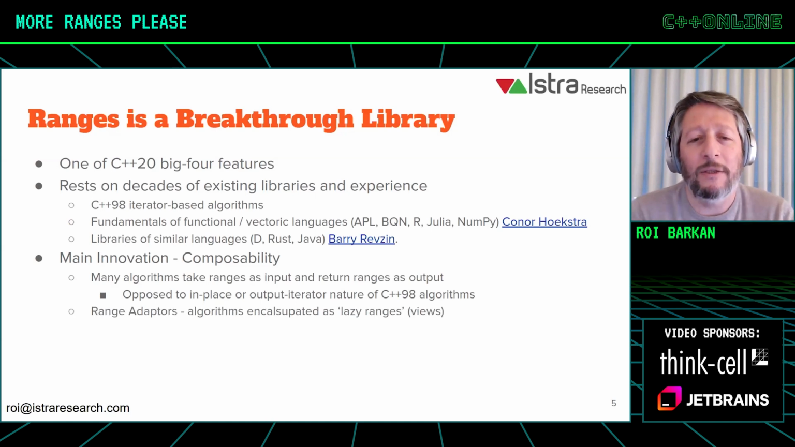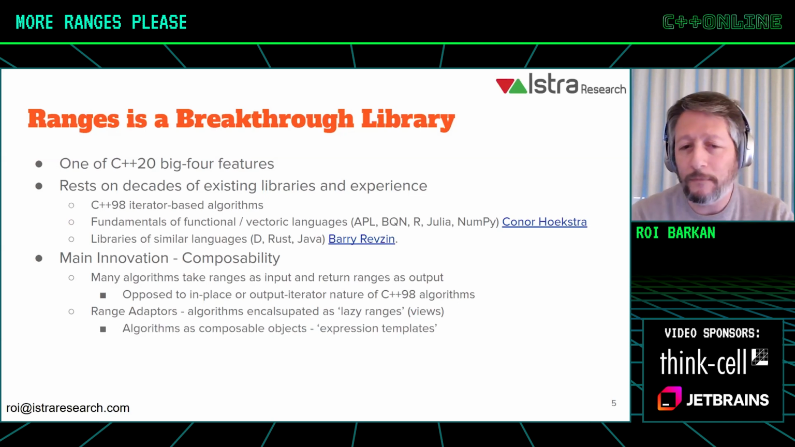The second term, which I think is the strongest in terms of composability with ranges, is the notion of range adapters. Range adapters are basically encapsulating full range algorithms into what looks like another range, or lazy range. These are also called views, and we'll dig deeper into them throughout this talk and learn what they are and why they're so strong when it comes to composition.